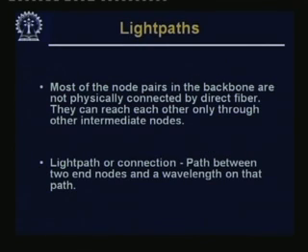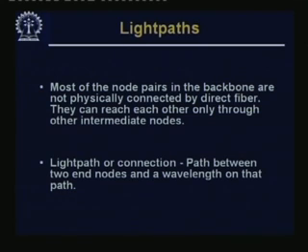Most of the node pairs in the backbones are not physically connected. Say we have 40 nodes. For 40 nodes there are 780 possible pairs, that is 40 C2, that is 40 into 39 by 2, which is 780 pairs, a very large number. Of course, only a few nodes will actually be connected through physical fibers. So, they can reach each other only through other intermediate nodes.